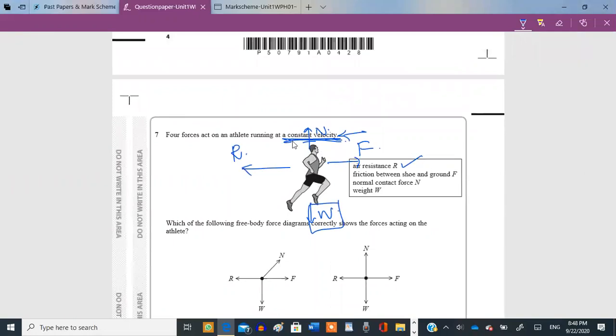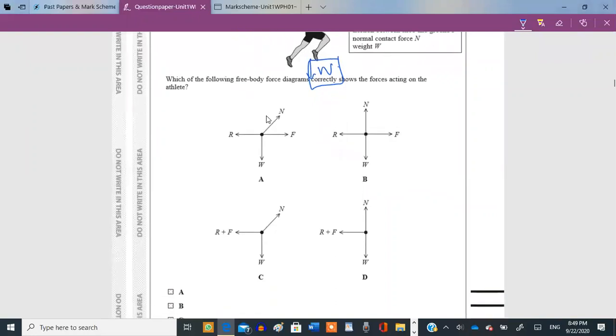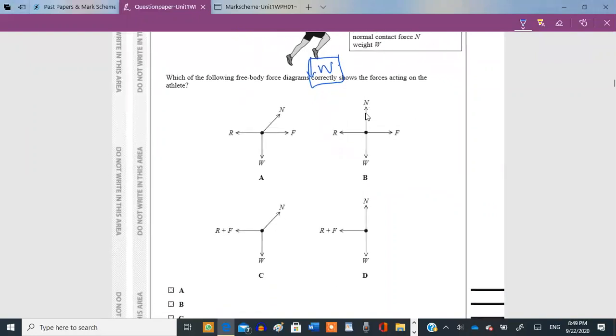Okay, he's moving with constant velocity. That means that the net force, meaning the force acting forward and backward, are equal. And the normal reaction force and the weight have to balance each other out. Okay, so now let's see. Which of the following diagrams correctly show the forces acting on this athlete? So the weight and the normal reaction force, the force and the resistive force.